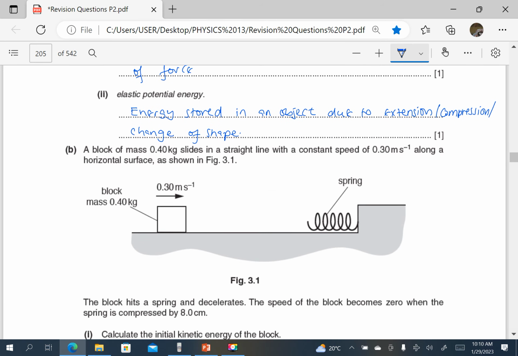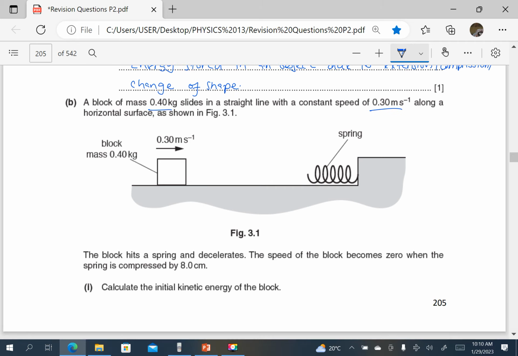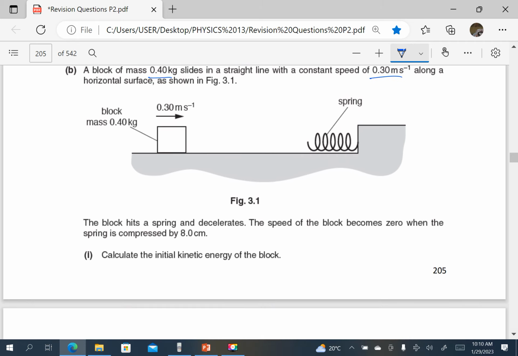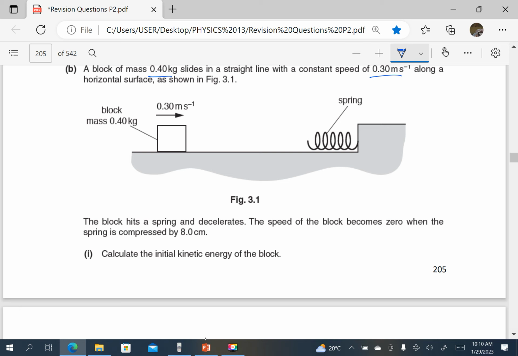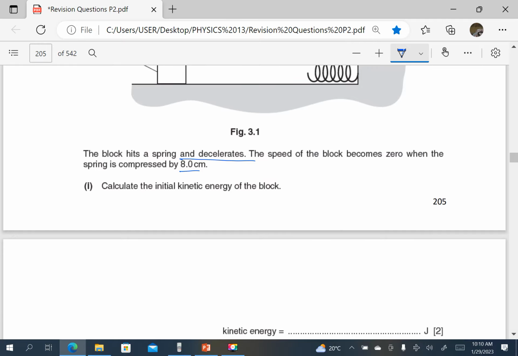A block of mass 0.4 kilograms slides in a straight line with a constant speed 0.3 meters per second along a horizontal surface as shown in the figure here. The block hits a spring and decelerates. The speed of the block becomes zero when the spring is compressed by 8 centimeters. Calculate the initial kinetic energy of the block.